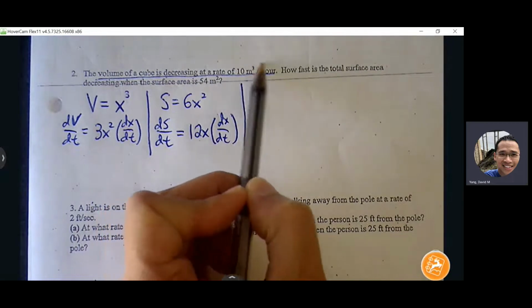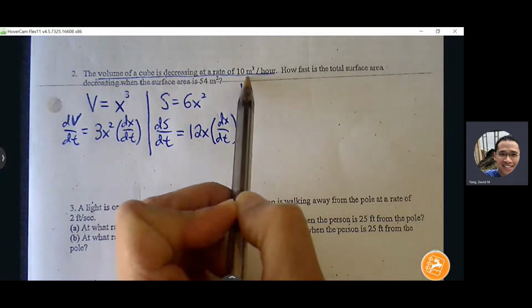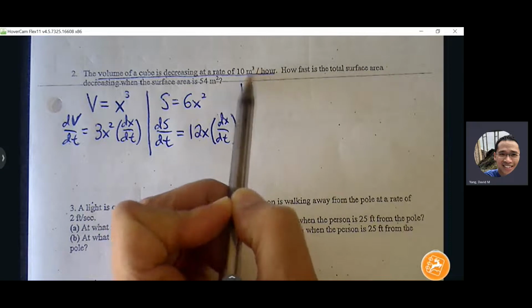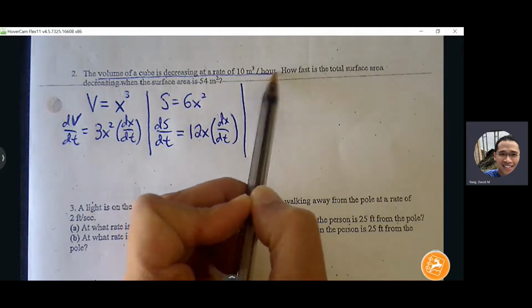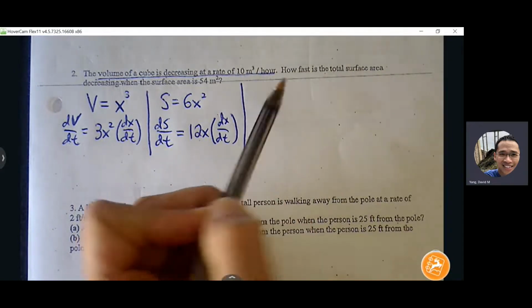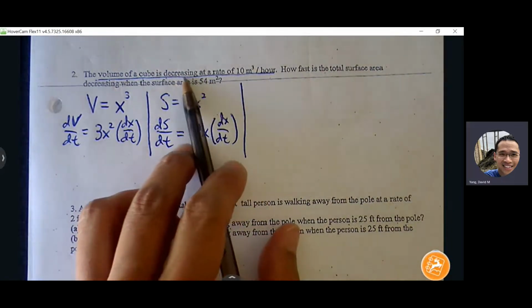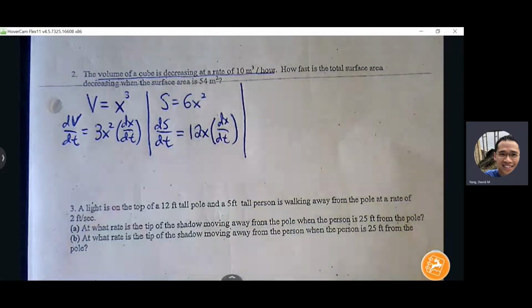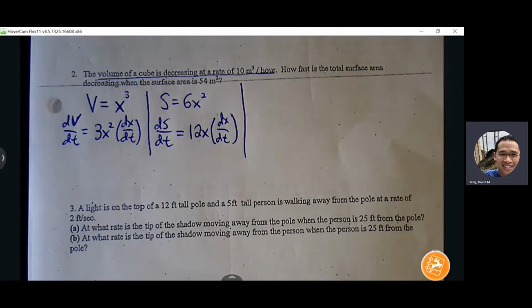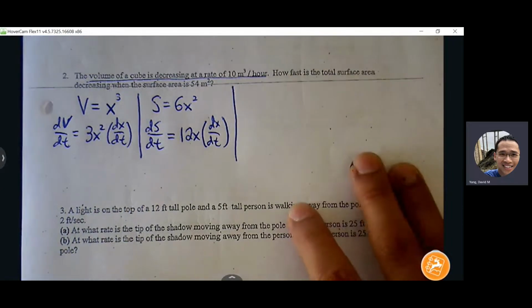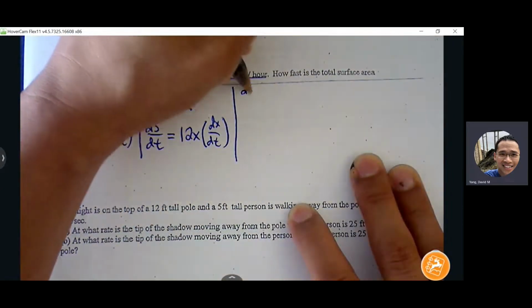Another thing to help us out is the cubic meters per hour. Cubic meters, that's in terms of volume, three-dimensional units. Per hour, that's time. So cubic meters per hour, that's dV over dt. And then finally, decreasing. The fact that it's decreasing, we know that the volume is getting smaller over time. We want that rate to be negative. So dV/dt is negative 10.